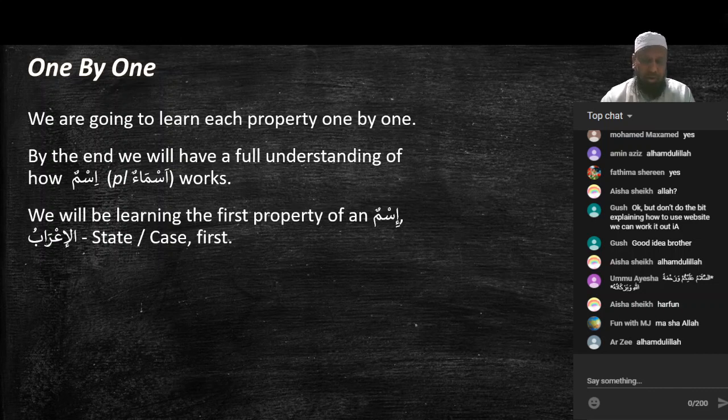Memorize them, learn them, and inshallah we'll be talking about them in more detail one by one. So again, let's recap quickly. Four properties of ism. Number one, الإعراب. Number two, النوع. Number three, العدد. And number four, التعيين.